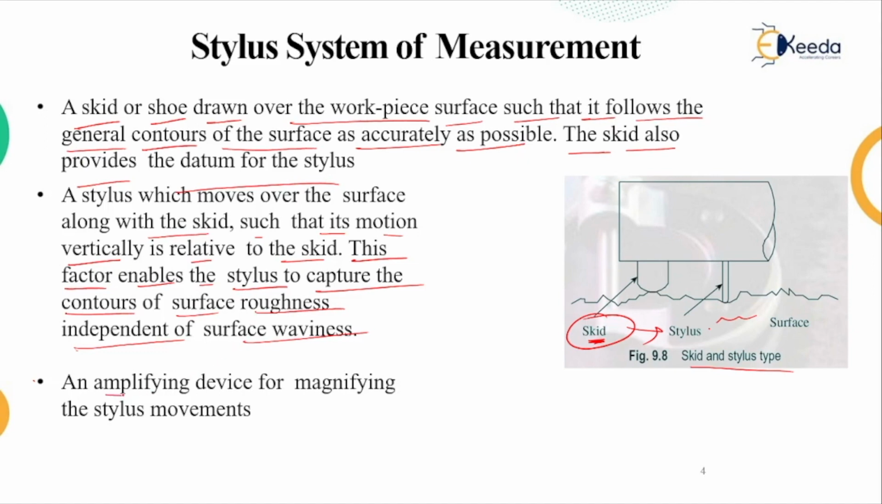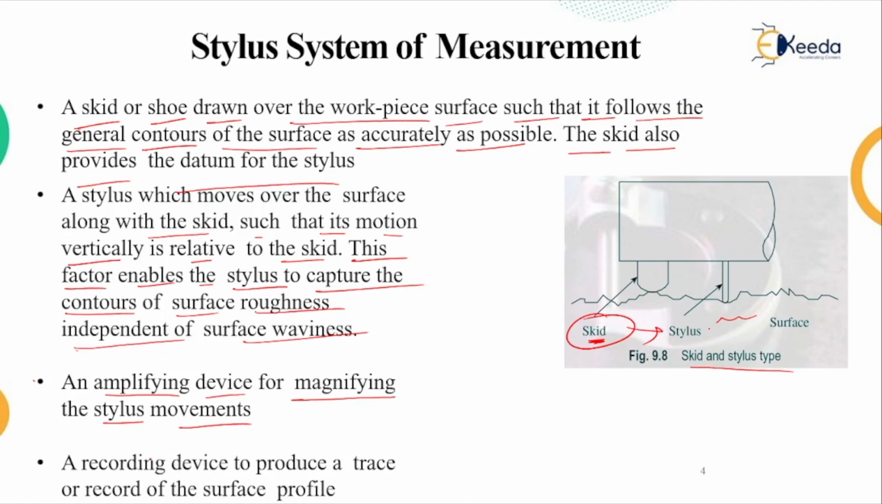Whatever the movement we get, we have to amplify that motion for further analysis or recording purposes. Then a recording device is used to produce a trace or record a surface profile. So we will get a profile like this in the final output, and there will be some lines and values like Ra 1 micron, Rq 3 micron, Rz 2 micron. So we will get the direct values and the profile.